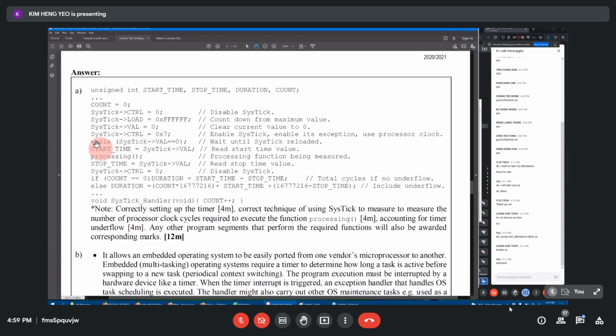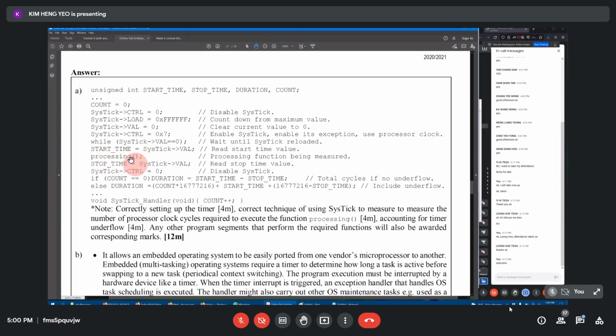So here we wait for it to underflow. While the value is 0, we wait until it underflows and is reloaded. Once it's reloaded, we record the current time of the SysTick into start time. So I got the start time already.